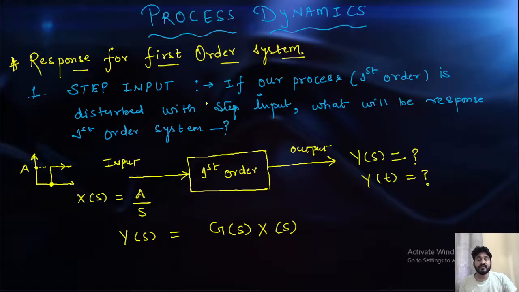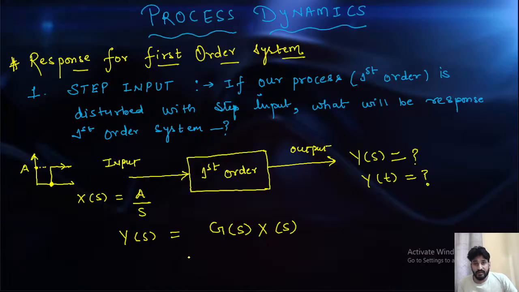Now we were discussing process dynamics. We have to define the process dynamics of the first order system, that is, how input and output are related to each other. First of all we will see the response for the step input. If a step input disturbs my first order system, how does my output behave? Just remember this expression: Y by X is equal to G(s). That's it. If you know it, you can calculate everything.